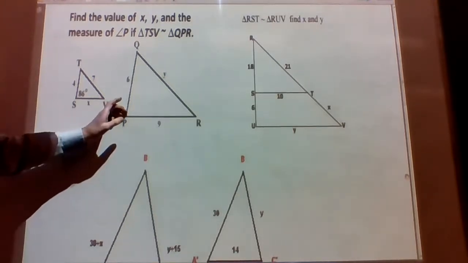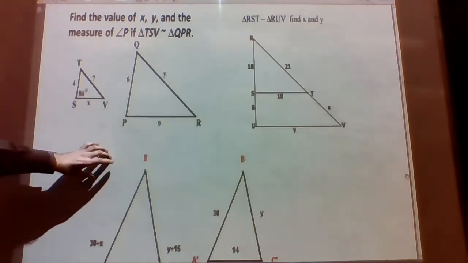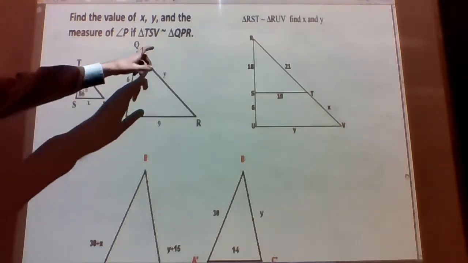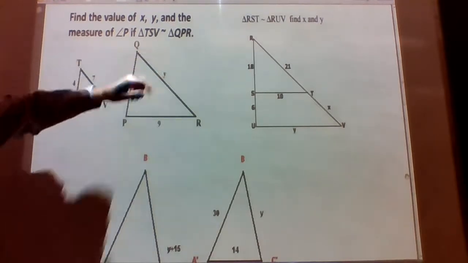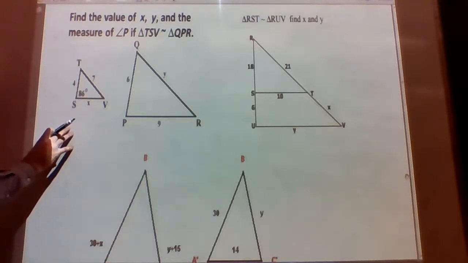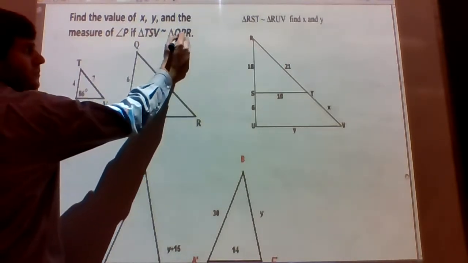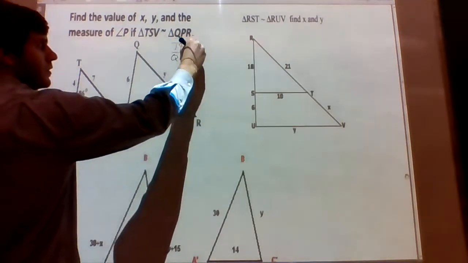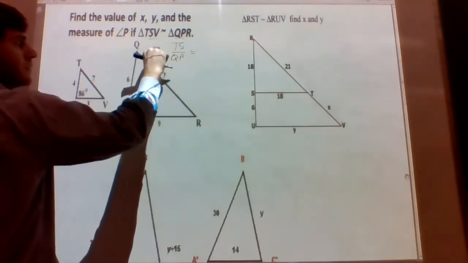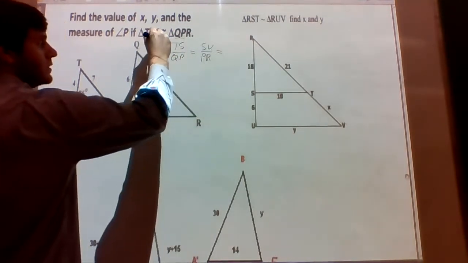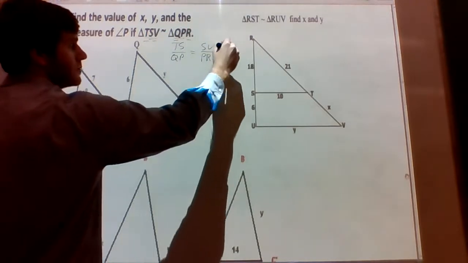Okay. They're telling us they're similar. So triangle TSV is similar to triangle QPR. So this is telling us that TS is going to correspond with QP. SV is going to correspond with PR. And TV is going to correspond with QR.